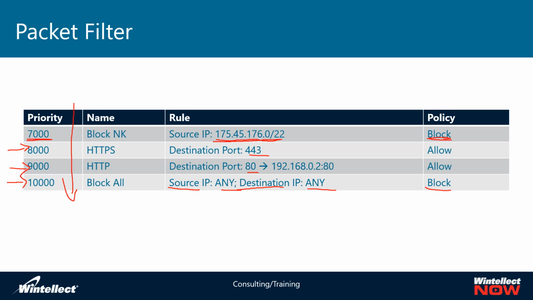What is block NK? I'm looking at some of the questions here. What is block NK? That's just the name of the rule. That's what I call it, block North Korea. And the prioritization works by, it evaluates this one first, second, third, fourth, smaller being higher priority, and it goes down the list. So that's basically how that works. And that's how a packet filter works.